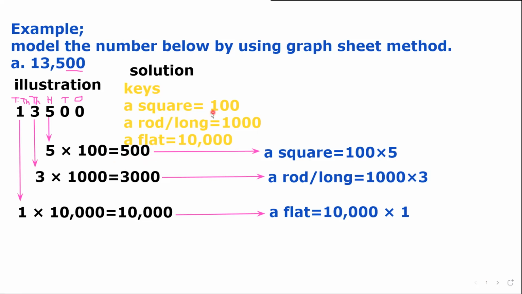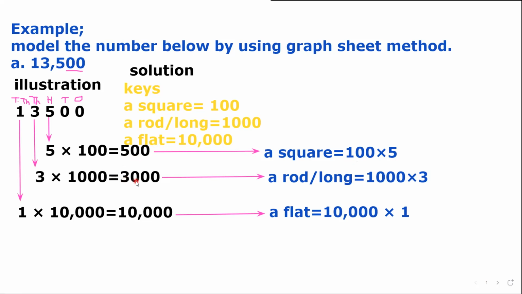When you have this one, now we have the 500. Then you choose a material that is closer or equal to 500. And per our material listed here, you could see clearly that a square, which is 100, is much closer to 500. Then you choose our square. How many squares will be approximate to 500? A square is 100, so 5 times this square will give you the 500.